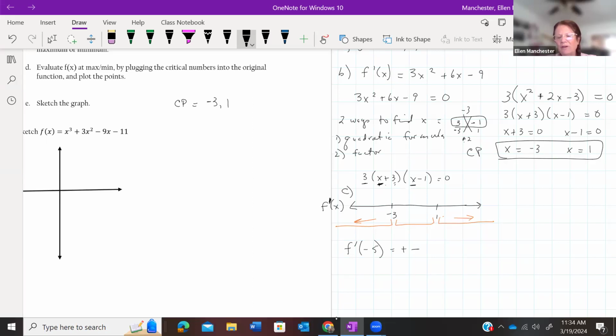And then when I plug -5 in here, I get -5 minus 1, which is a -6. Notice I don't care about the value. All I care about is positive or negative. So this is all multiplication: 3 times x plus 3 times x minus 1. I have a positive times a negative times a negative. Well, I have an even number of negatives. That makes the whole thing positive. So on that part, I have an increasing slope.